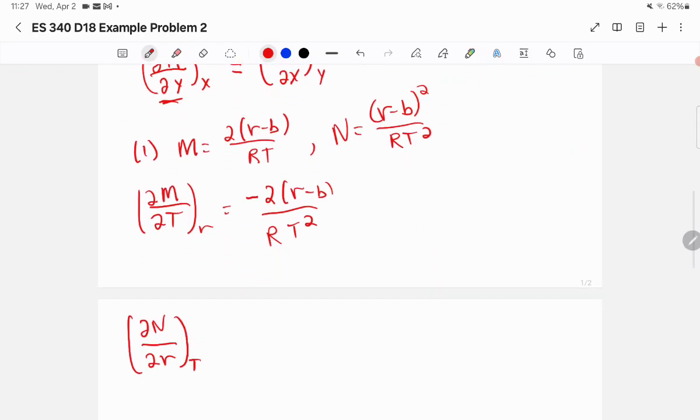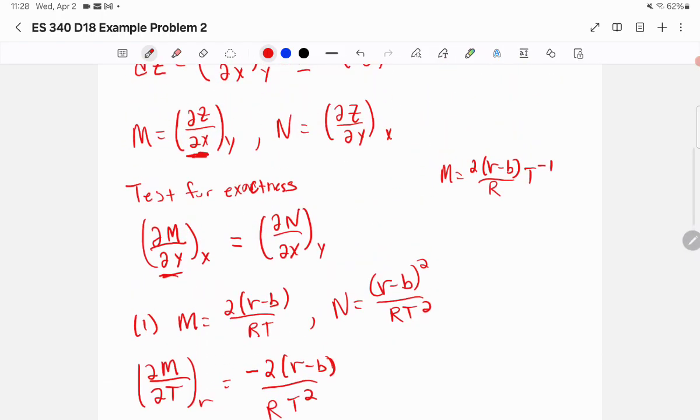So N was equal to (V minus b) squared over RT squared. We're holding T constant here, so the 1 over RT squared is not going to change. What we're going to be left with is, if I pull that 2 down when I take the derivative, 2 times (V minus b) over RT squared.